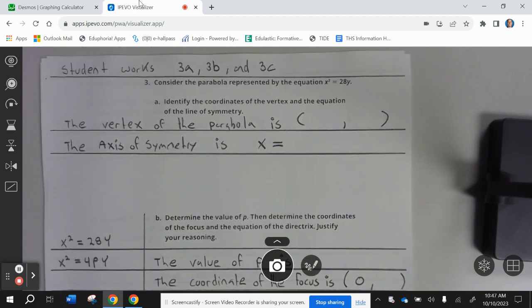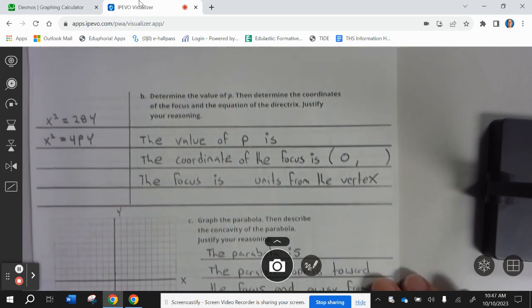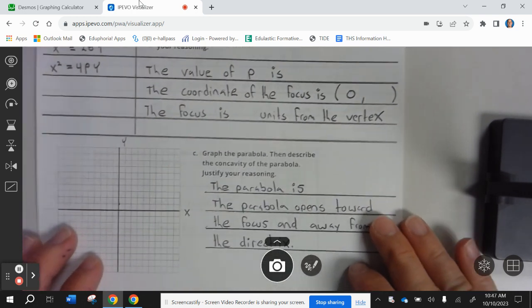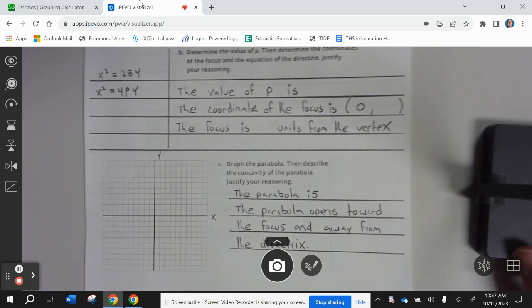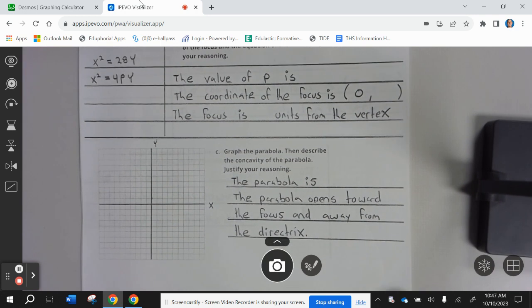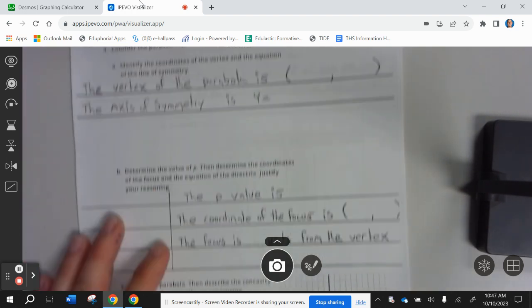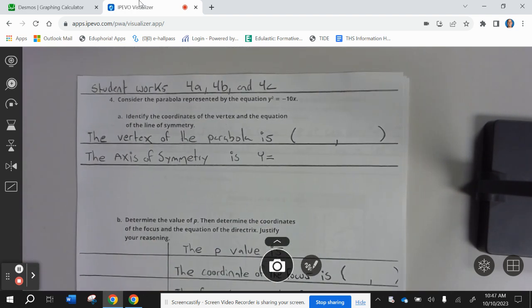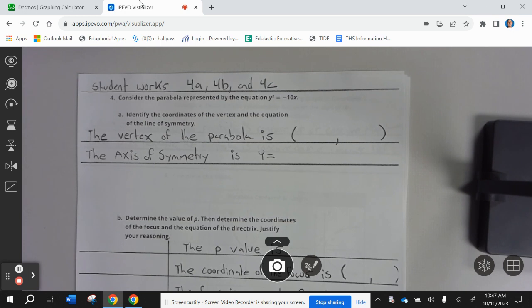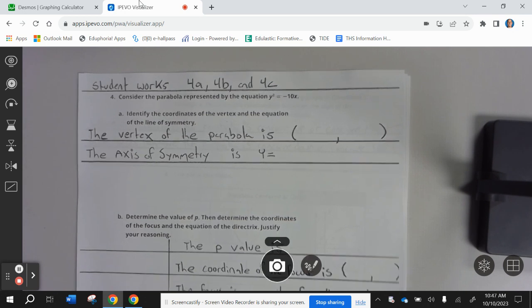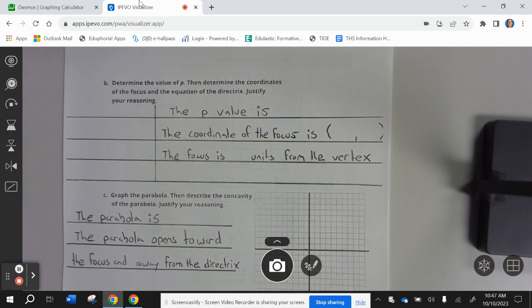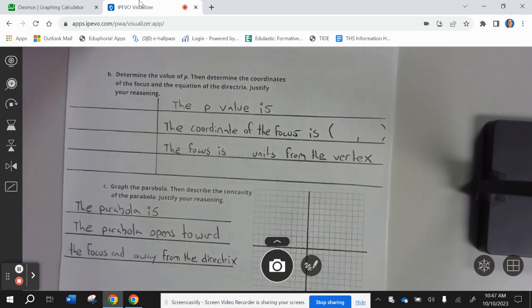Student works 3A, 3B, and 3C. All right, let's take a look at the next page. Student works 4A, 4B, and 4C. All right, let's take a look at the next page.